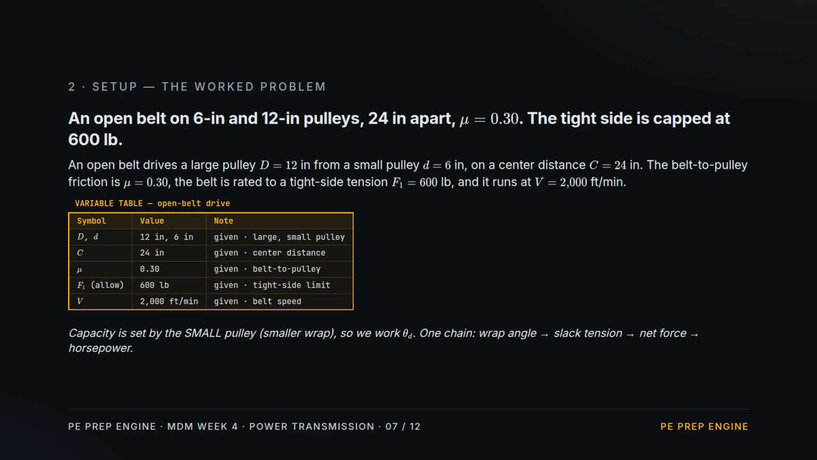Setup. The worked problem. An open belt runs a 6-inch small pulley against a 12-inch pulley, 24 inches apart, with a friction coefficient of 0.3. The belt is allowed 600 on the tight side and runs at 2,000. We want the small pulley wrap, the slack tension, the net driving force, and the horsepower the belt can carry.